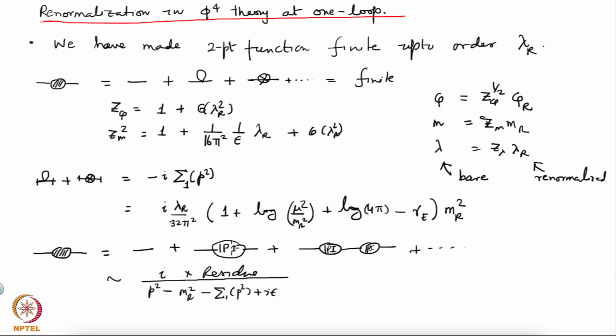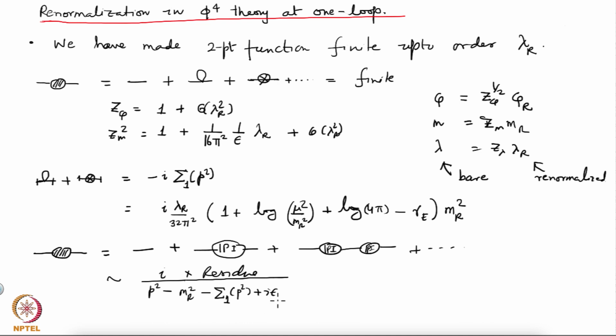So you see that this 1PI includes all order diagrams, but here I am restricting to only up to order lambda r. That is why I put the subscript 1, the sigma 1. And to this order, the physical mass is given by, to any order, the physical mass is given by the zero of the denominator or the pole of the propagator, pole of this 2-point function.